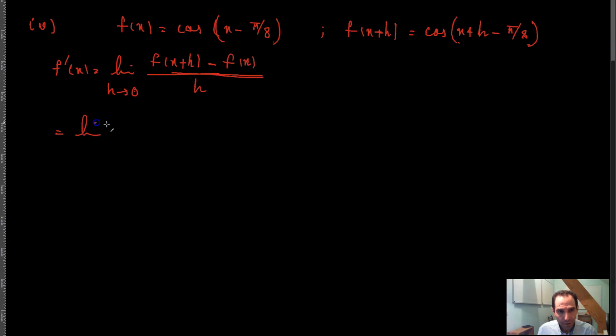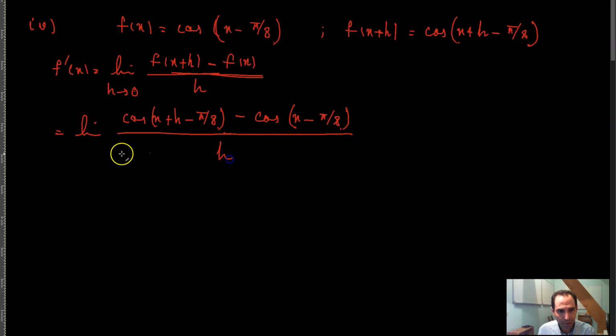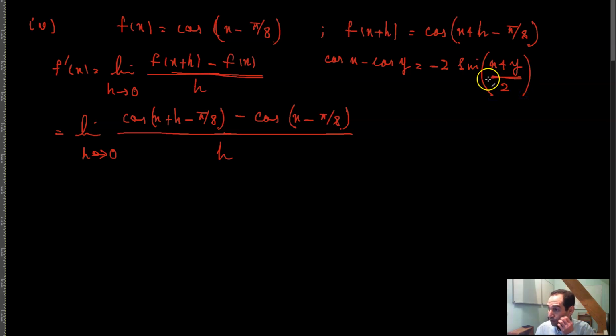And therefore you can write this as the limit of f of x plus h, which is equal to cos of x plus h minus pi by 8, minus f of x, which is equal to the cos of x minus pi by 8, divide that by h, as h tends to 0. Now, here you have cos x minus cos y, and you know that cos x minus cos y is equal to negative 2 times sine of x plus y divided by 2, sine of x minus y divided by 2.